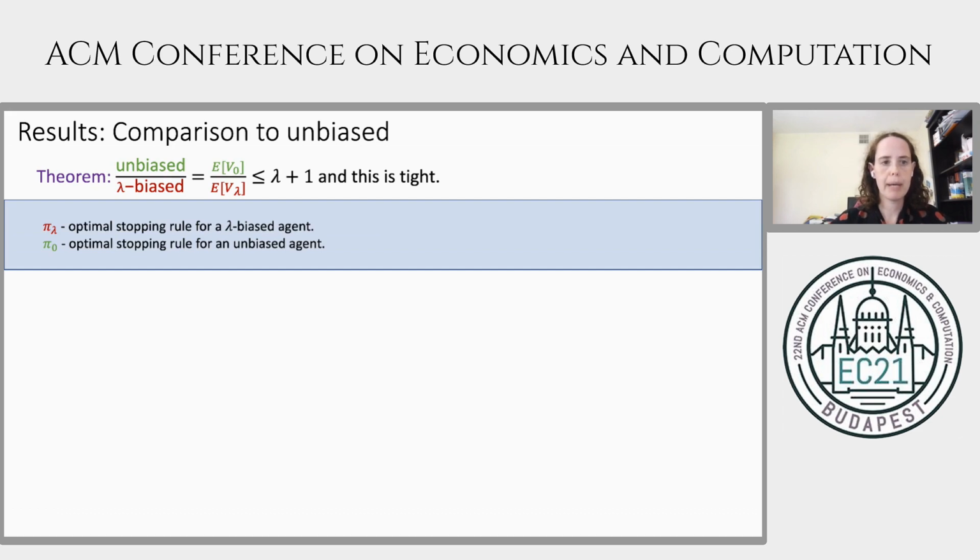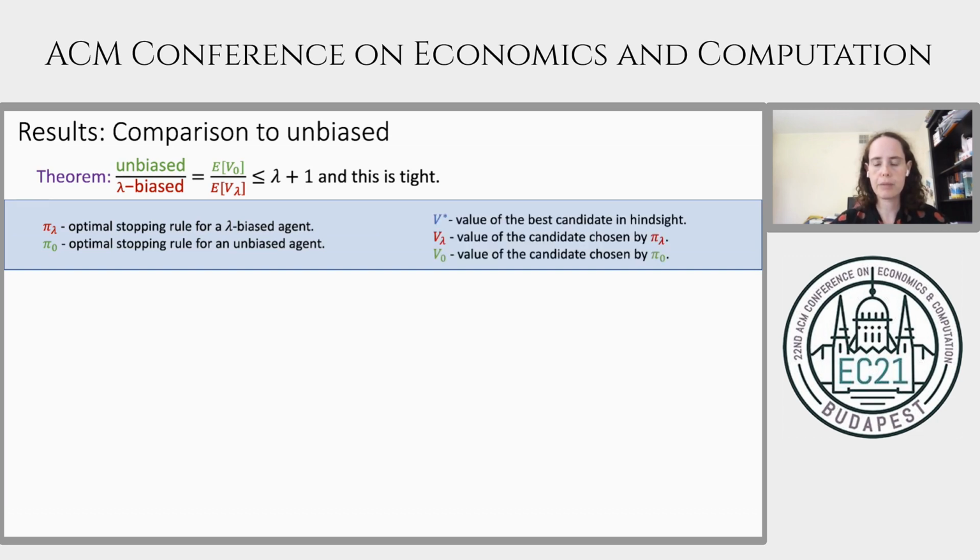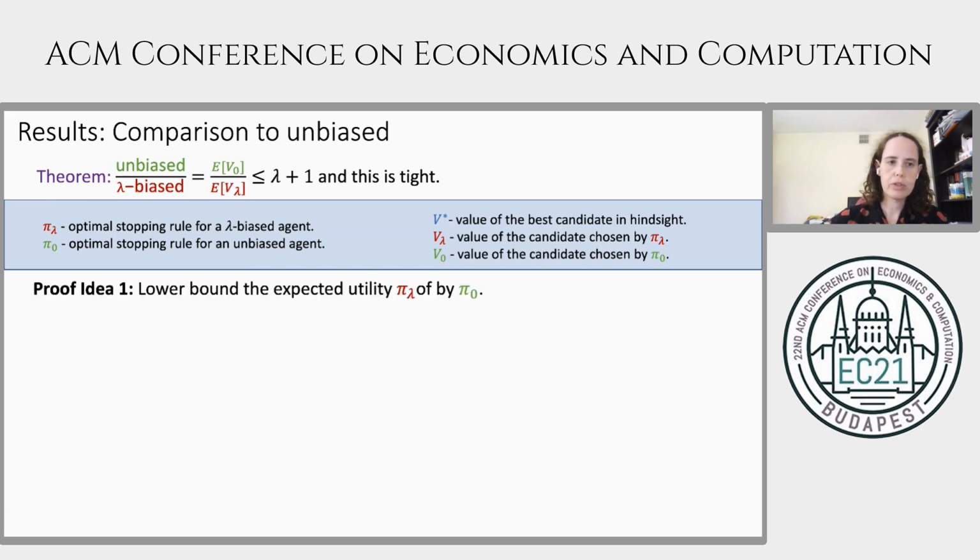So we denote by pi lambda the optimal stopping rule for a lambda biased agent, and by pi 0 the optimal stopping rule for an unbiased agent. And similar as before, we define these random variables. So the first thing we do is use pi 0 in order to get a lower bound on the expected utility of the biased agent. So the biased agent could always use pi 0.